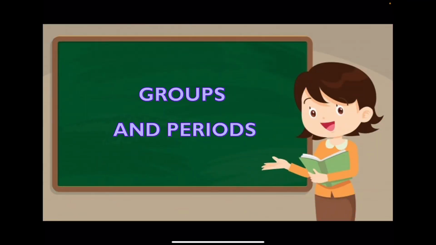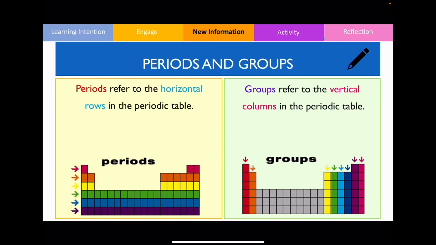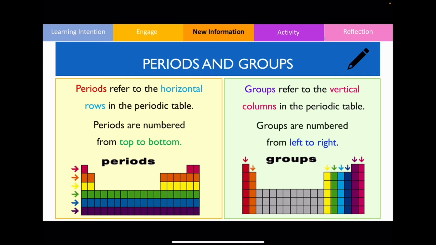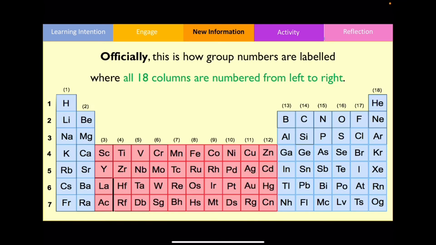What I'm going to talk about next is what are groups and what are periods. We define periods as the horizontal rows in the periodic table and we number them from top to bottom. In contrast, we refer to groups as these vertical columns in the periodic table and we number groups on the periodic table from left to right. If you examine this slide, you can clearly see that the periodic table contains 18 groups or 18 columns.